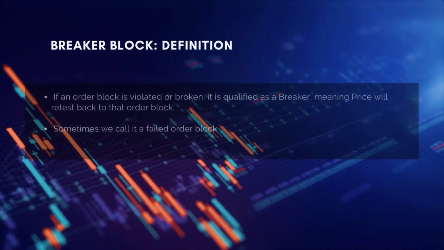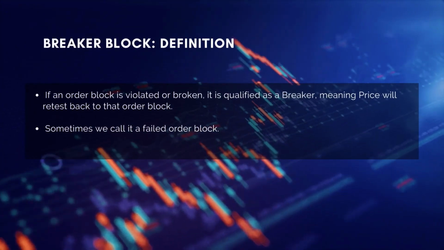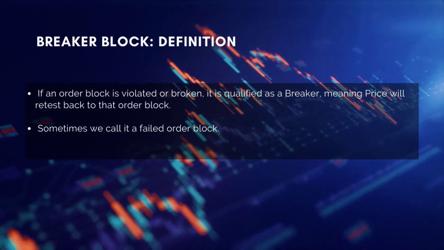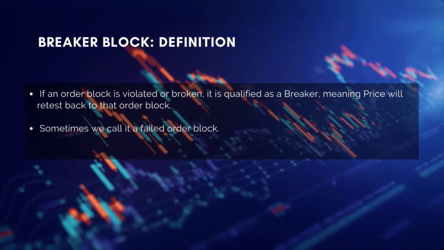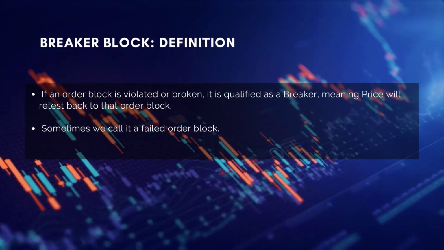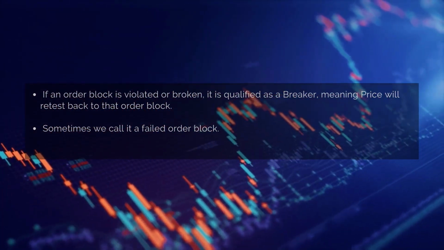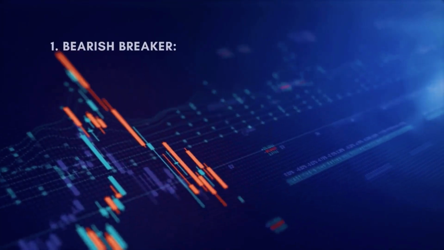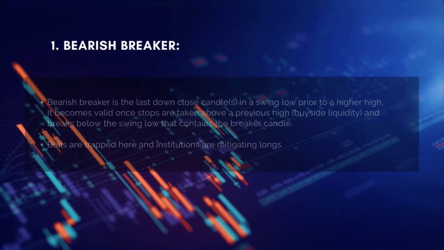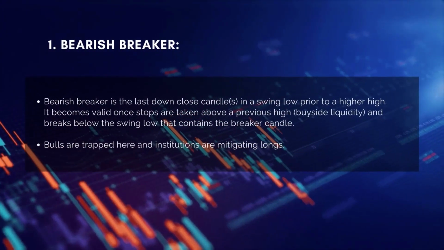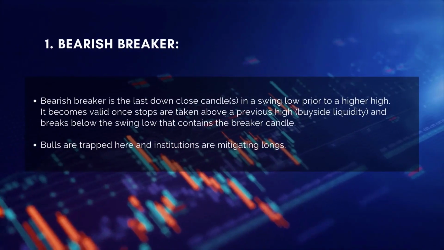If an order block is violated or broken, it is qualified as a breaker, meaning price will retest that order block. Sometimes we call it a failed order block. So there are two types of breakers, the bullish breaker and the bearish one. So let's start with the bearish breaker.